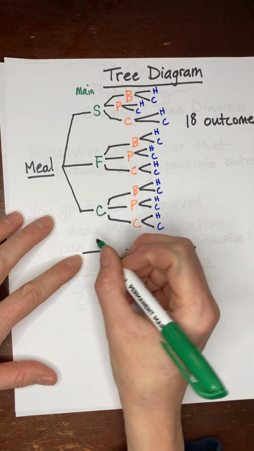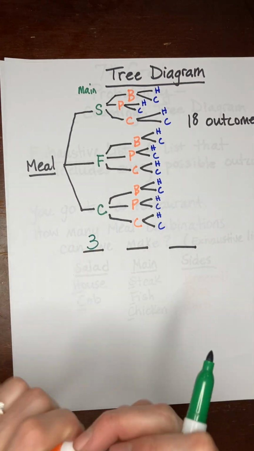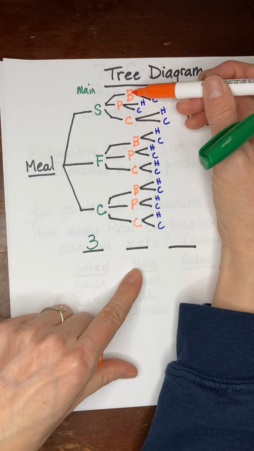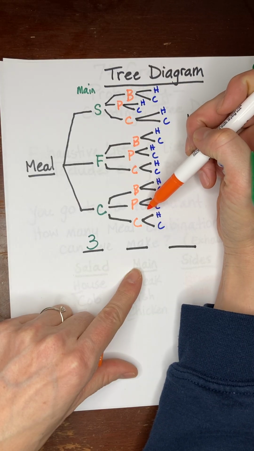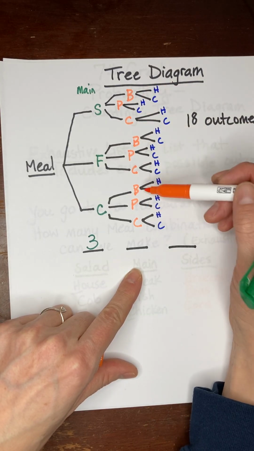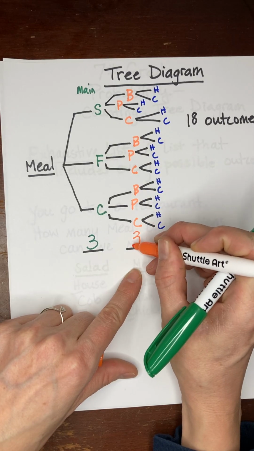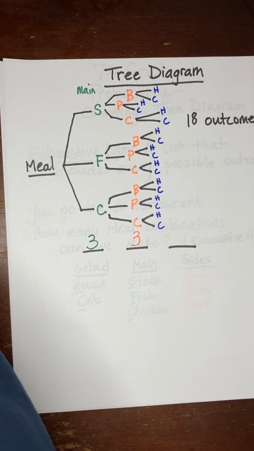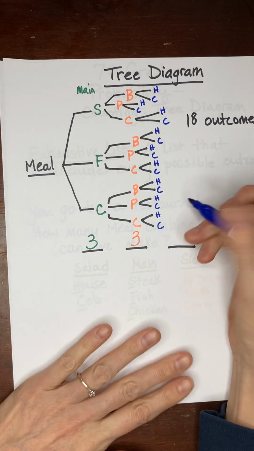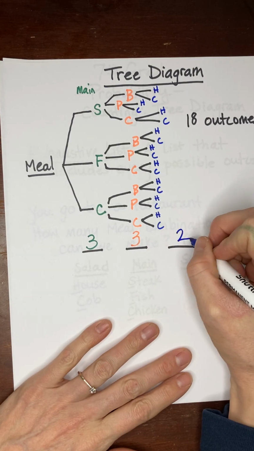So for the main meal, there's 3. For the side, I have 3. Now I'm not going to do 3, 6, 9 because there's not 9 choices, even though there's 9 here in my tree. There's only 3 choices, right? Broccoli, peas, or corn. So I'm going to write 3 here. And then I'm going to look at my salad. My salad only has 2 choices.